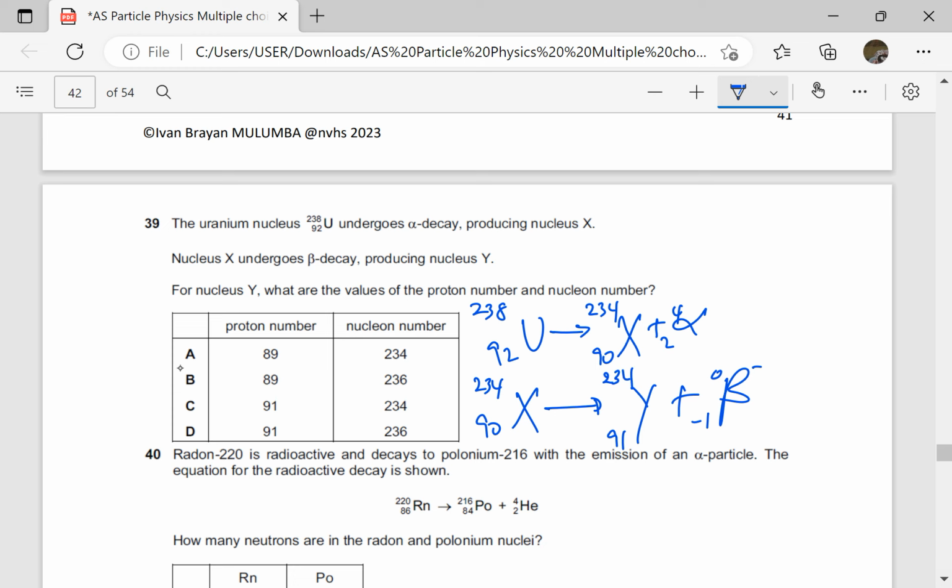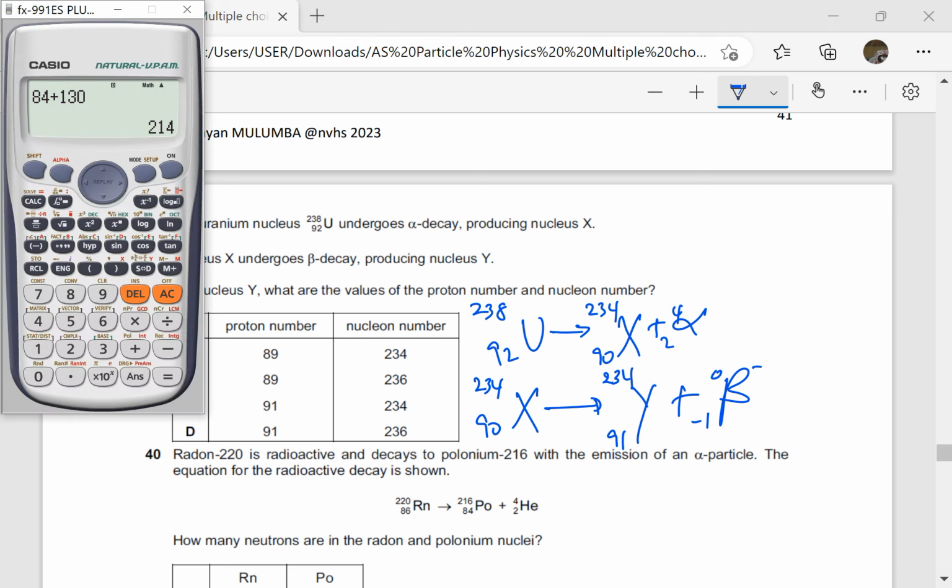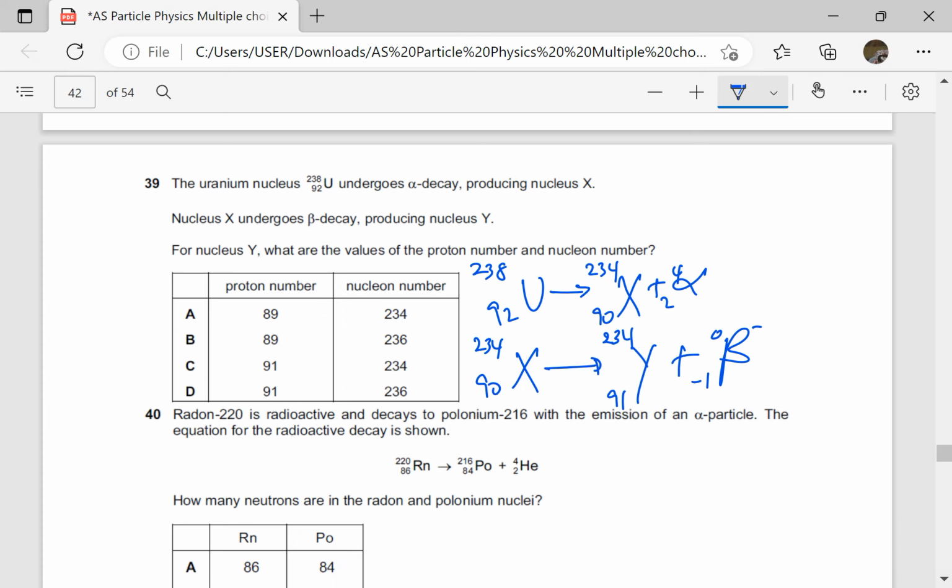So we subtract 234 minus 91 to get the number of neutrons. No, they wanted the nucleon number. So the number of protons is 91. The number of nucleons is 234. So the answer is C.